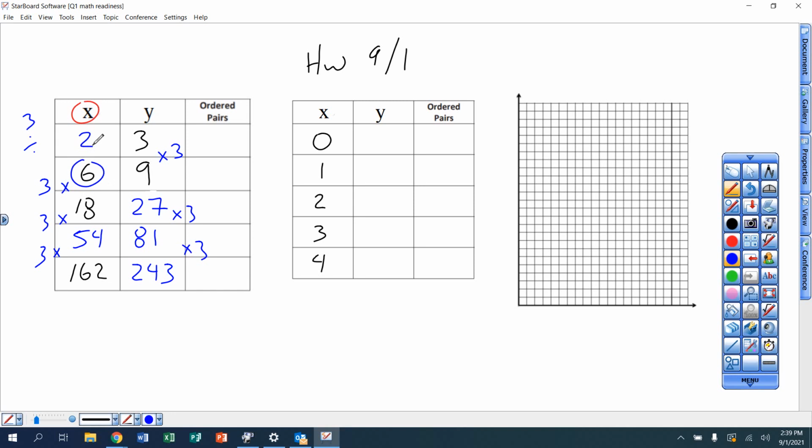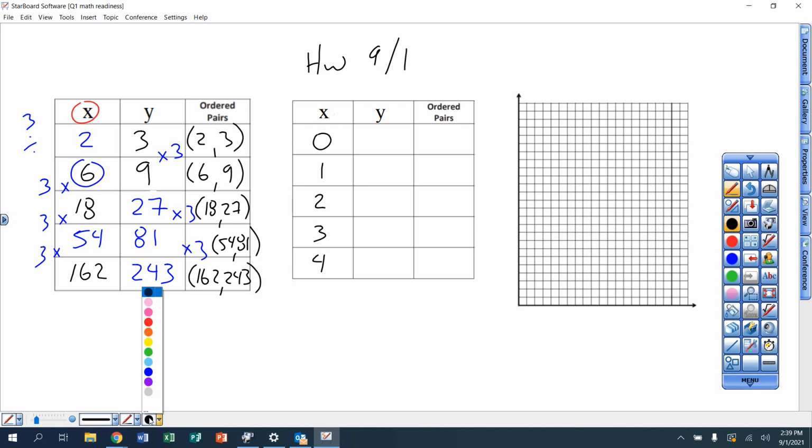All of those ratios will give you a coordinate pair to plot. 2, 3, 6, 9, 18, 27, 54, 81, and 162, 243. The first word is blue.